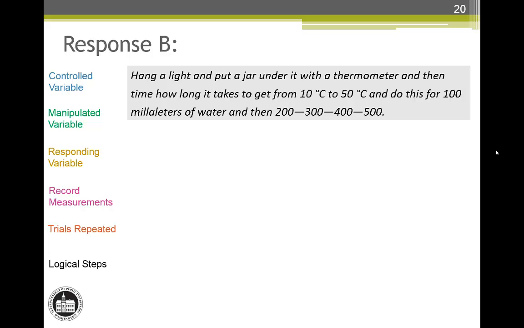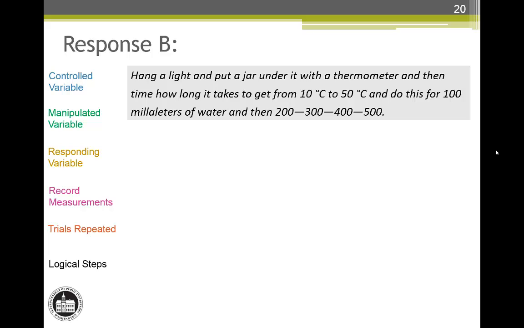Hang a light and put a jar under it with a thermometer and then time how long it takes to get from 10 degrees Celsius to 50 degrees Celsius, and do this for 100 milliliters of water and then 200, 300, 400, 500. The first thing we have to address is the multiple uses of the word "it" in this response. When scoring the Science MSP, we use some scoring guidelines for decoding pronouns like the word "it."